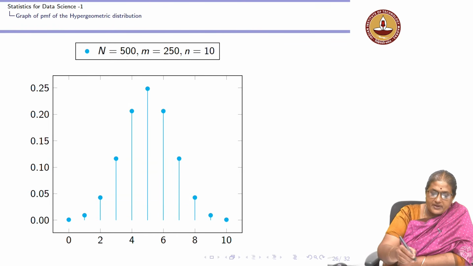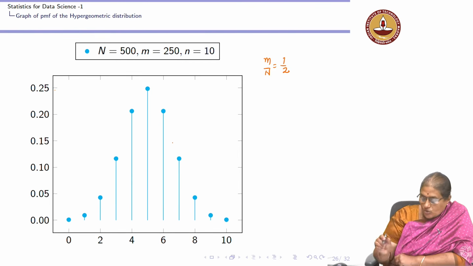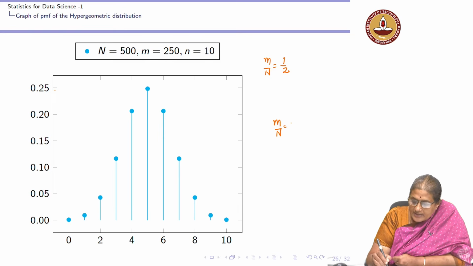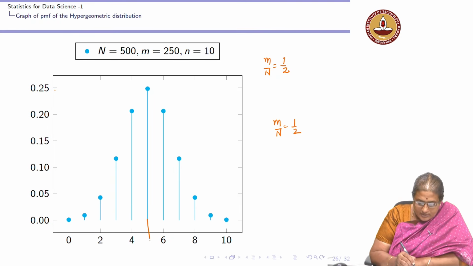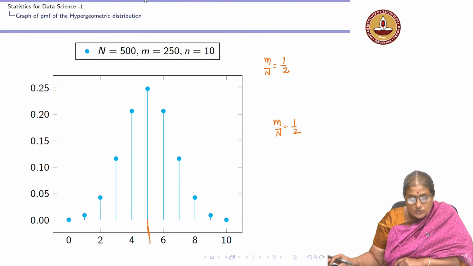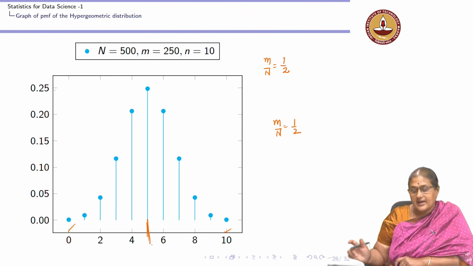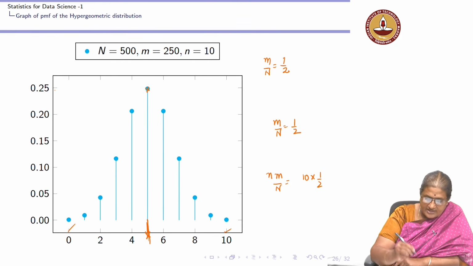Now, what would happen in this case? Again, my m by n is going to be 1 by 2, and you can see that the probabilities change, but the distribution pattern remains the same. So, the key takeaway is, as long as my m by n is half, I have a symmetric distribution around this point. You can see that that is true for most of my values. Again, x takes a value between 0 and 10, and n into m by n in this case is 10 into half, which is 5. So, the center is around 5.